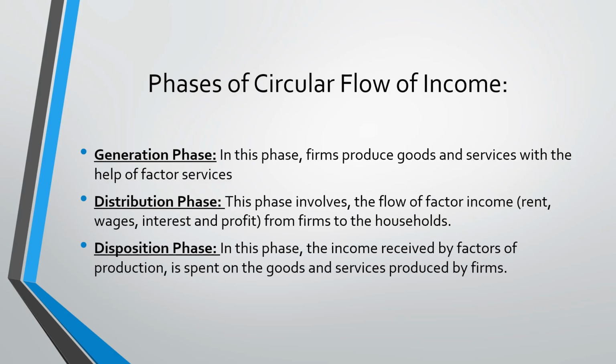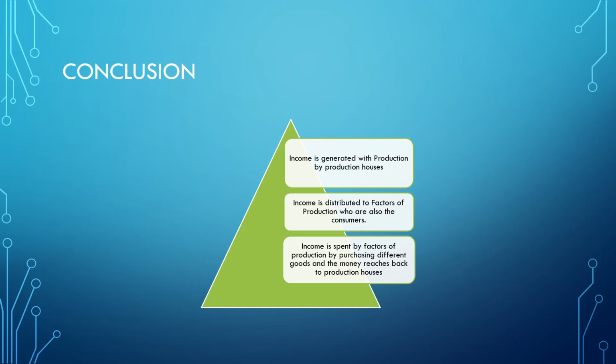Then disposition phase comes, in which the income received by factors of production is spent on the goods and services produced by firms. So whatever income you get, you go to the market and you spend on goods and services. This way the money is reaching back to its place where it was generated. So income is generated with production by production houses. The production houses are actually the places where the income is generated. Then income is distributed to the factors of production, who are also the consumers. Then income is spent by factors of production by purchasing different goods, and money reaches back to production houses.